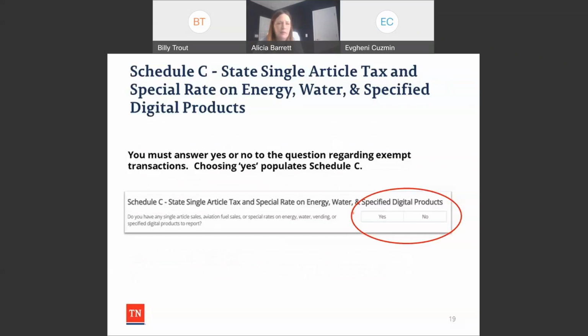Schedule C allows you, after you've used Schedule A and B to make adjustments to your taxable totals, to apply the correct rates to the amounts that you needed to remove. So for Schedule C, you do need to answer this question, yes or no. If you do have anything that you need to report on Schedule C, answer yes. If not, answer no.